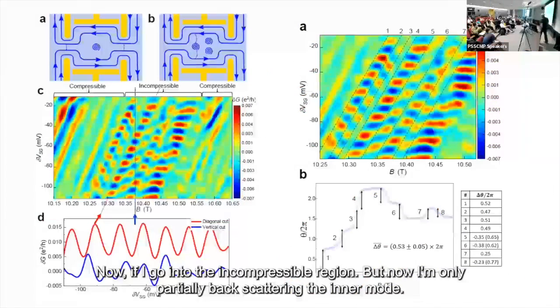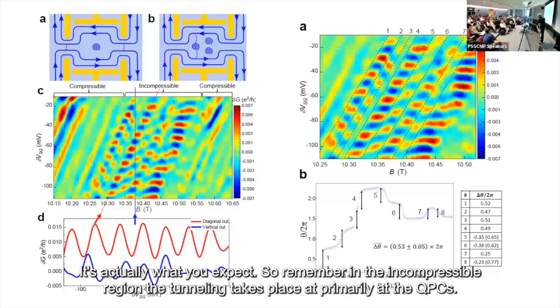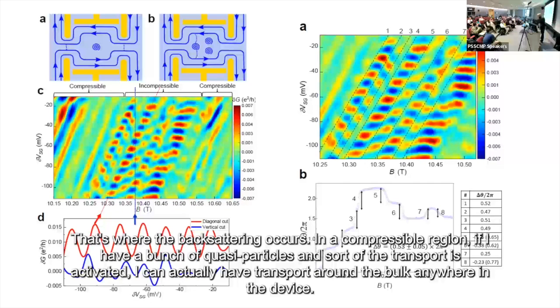Now, if I go into the incompressible region, but now I'm only partially backscattering the inner mode, I see different behavior. And you might say, well, is this just junk? And the answer is no, it's actually what you expect. So remember, in the incompressible region, the tunneling takes place primarily at the QPCs. That's where the backscattering occurs.